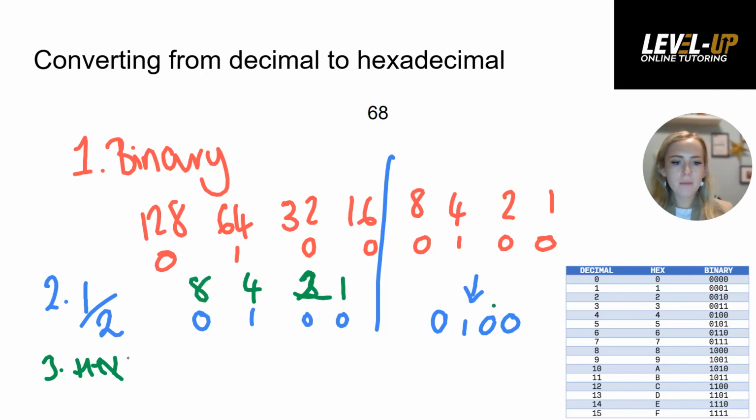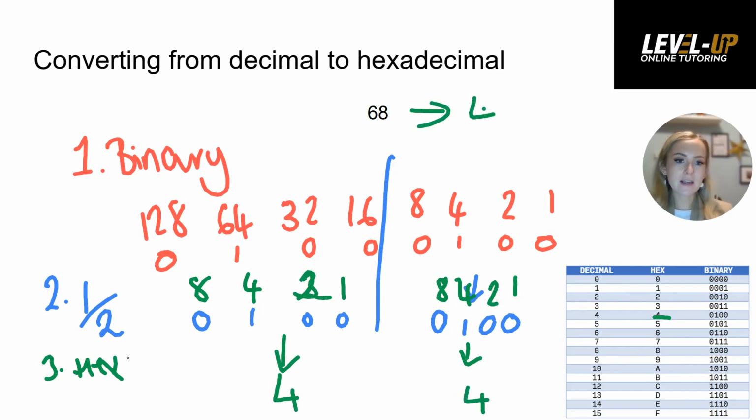Okay, step number 3 is all we are doing is converting these nibbles. So this side is just going to be 4. Remember, 4 in hexadecimal is the same as 0, 1, 0, 0, which is what we have here. And this side, again, is 4. 68 in decimal is equal to 44 in hexadecimal.